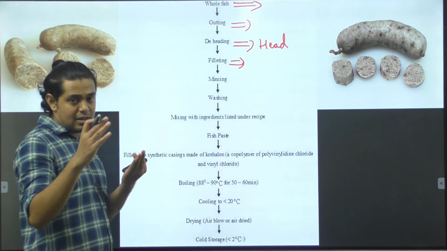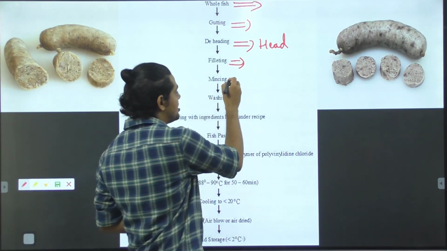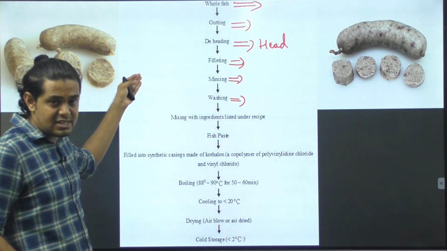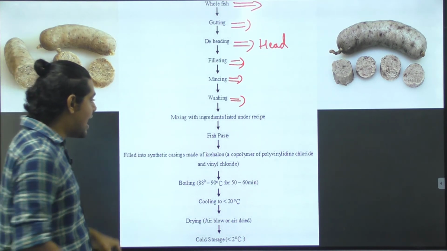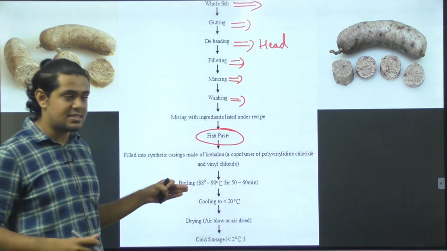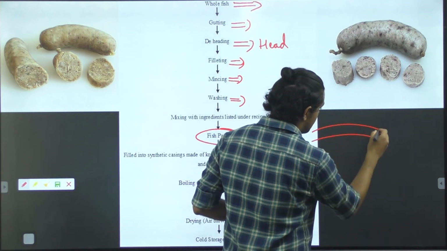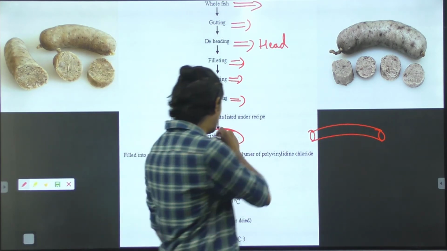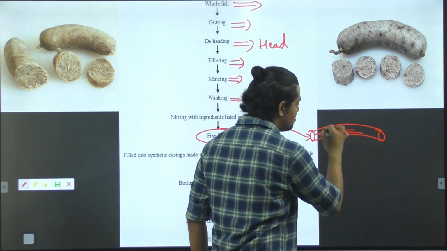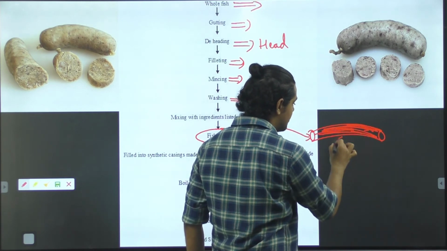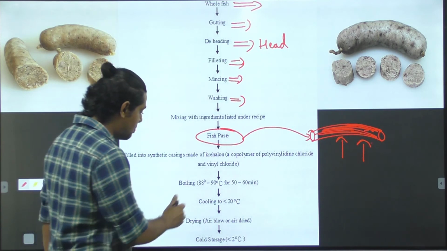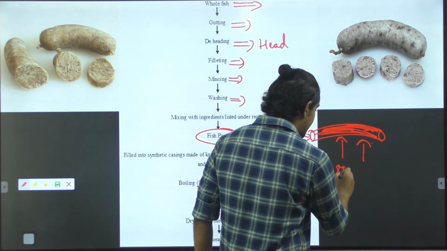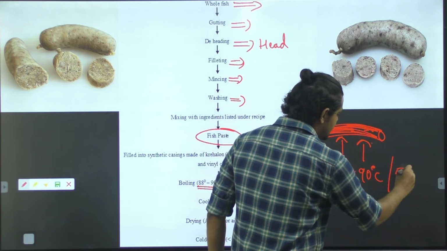Filleting is nothing but removing the meat portion from its bone, and then we will subject it to mincing. After mincing, we will subject it to washing, and we will mix with all the ingredients that we have listed in the previous slide. All the ingredients have to be converted into a paste. This paste has to be loaded into a polymer casing, that is polyvinylidene chloride as well as polyvinyl chloride. The fish paste has to be filled inside this casing, and then it has to be subjected to heating. Heating is ideally performed at a temperature of 80 to 90 degrees centigrade for a period of 50 to 60 minutes.